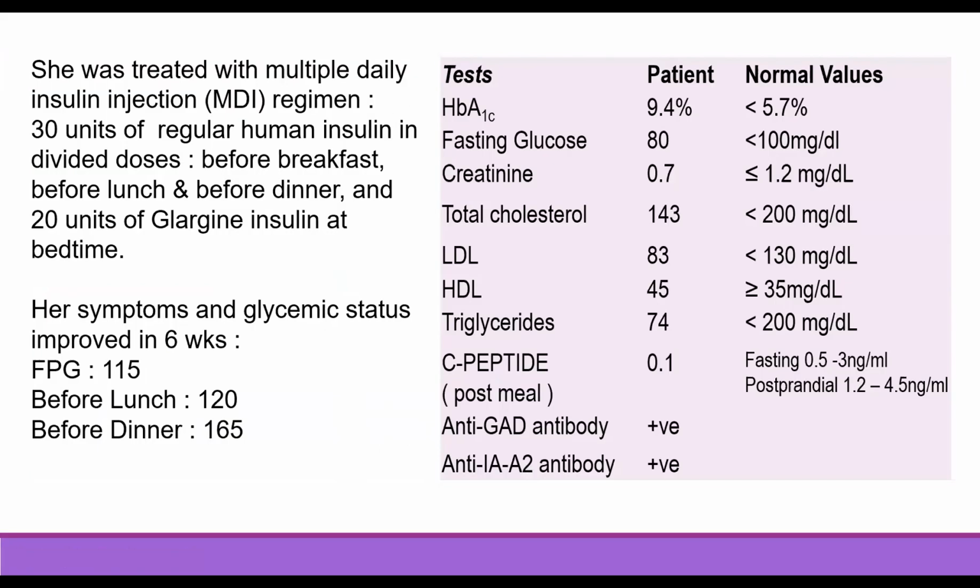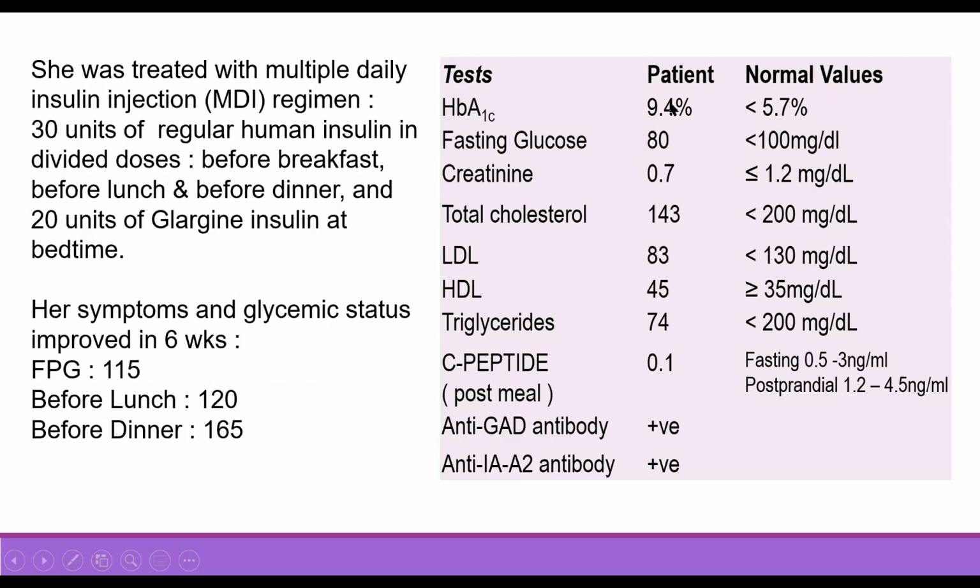Quite naturally, she was started on multiple dose insulin therapy, before breakfast, before lunch, and before dinner, with 20 units of glargine insulin at bedtime. Her symptoms and glycemic status improved in 6 weeks, and you can see the blood glucose level is much improved, with fasting 115 and before lunch and before dinner 121 and 65, indicating significant improvement in glycemic status with multiple daily insulin injections.